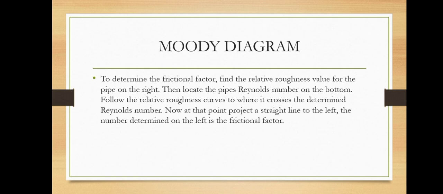About the Moody diagram, to determine the friction factor, find the relative roughness value for the pipe on the right, then locate the pipe Reynolds number on the bottom. Follow the relative roughness curve to where it crosses the determined Reynolds number. Now at that point, project a straight line to the left, and the number determined on the left is the friction factor. As you can see, the diagram on this slide.